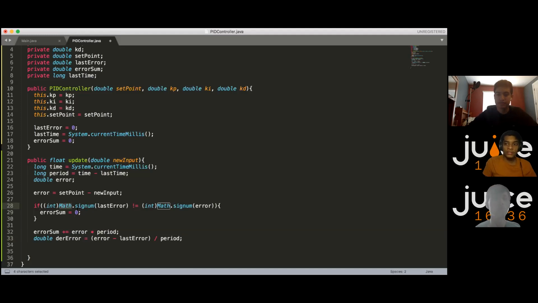So math.signum will return -1 or +1 depending on the sign of the last error or error. So then we're just checking if 1 is equal to 1. So if the sign is different, we're going to reset the error sum, so it's the integral portion. The only time that the sign changes is when you cross 0. If you think logically, you can't change the sign without ever going through 0. So that means if we ever reach the target, then we should set the integral term to 0 to avoid the integral windup issue and avoid overshooting our target.